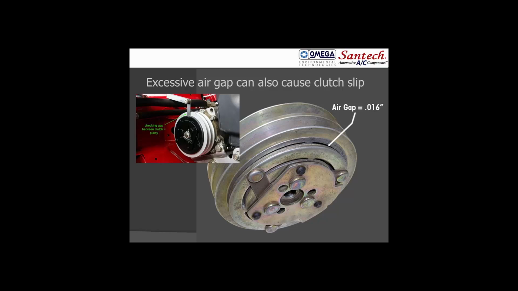It's also the movement, the engagement distance of that hub into that pulley. When they get above 16 thousandths, they don't lock together very well. They start to slip on there and cause all the problems. They want to measure that with a feeler gauge.